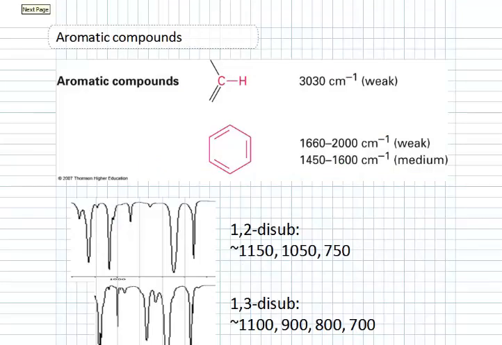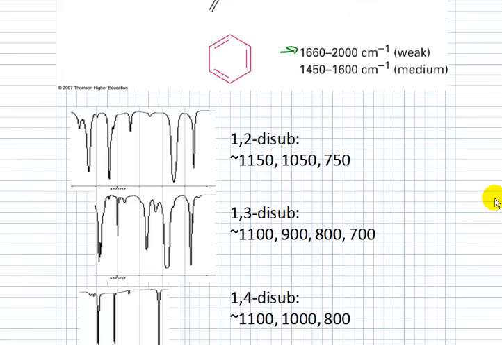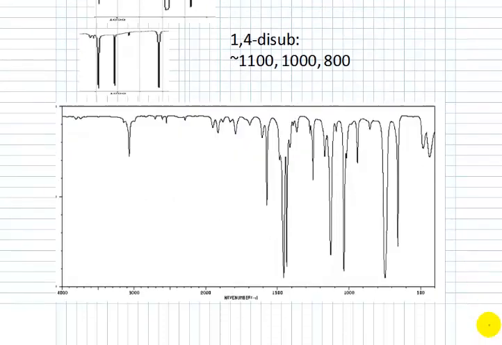Aromatic compounds that have a benzene ring to them show some specific resonances. You can see an sp2 CH, just like an alkene, above 3000. That's often pretty weak and pretty tough to see. One of the big giveaways for an aromatic compound is a series of peaks somewhere between 1700 and 2000 that are weak. So all of this stuff are the aromatic CC frequencies.